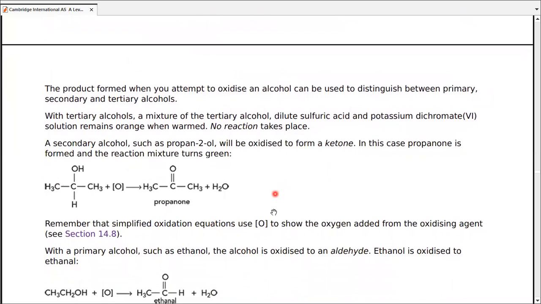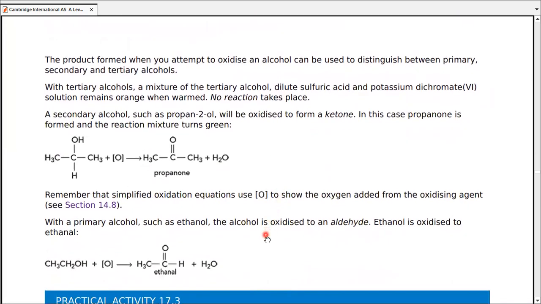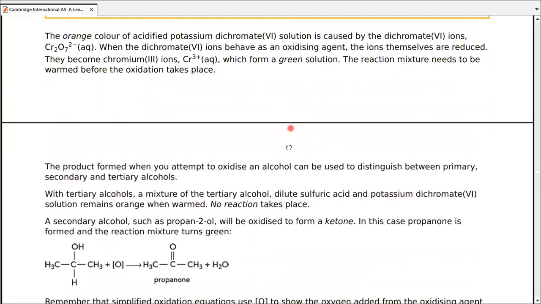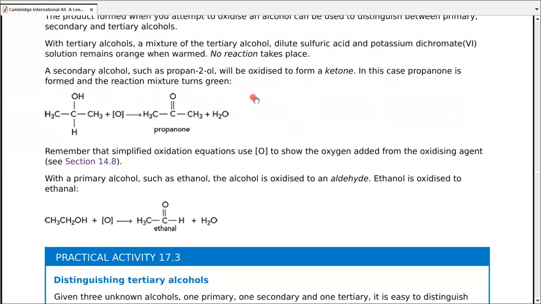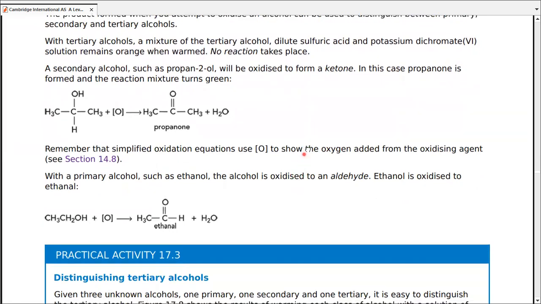So the product formed when you attempt to oxidize an alcohol can be used to distinguish between primary, secondary, and tertiary alcohols. Remember this, with tertiary alcohols, a mixture of tertiary alcohol along with our acidified oxidizing agent, when warmed, no reaction takes place. So the orange color would remain the same, orange. For a secondary alcohol such as propan-2-ol, a ketone is going to be formed with a similar process: acidified oxidizing agent, a little bit of warming, and of course the color change would be there, orange to green.